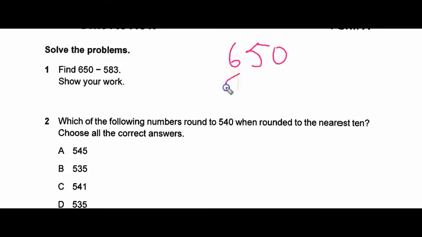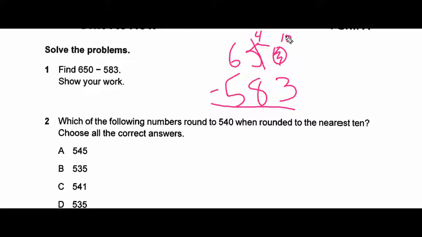650 minus 583. 0 minus 3. Can I subtract 3 from 0? No, I can't. Make sure you borrow. If I borrow 1 from 5, I get 4. The 1 that I borrow goes next door, and instead of 0, I get 10. 10 minus 3 is whatever that answer is.